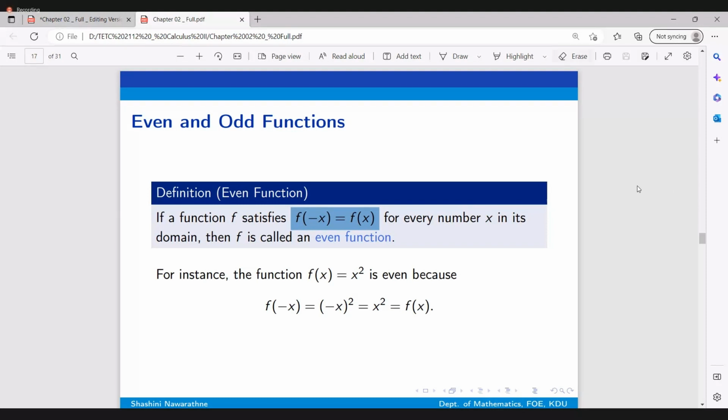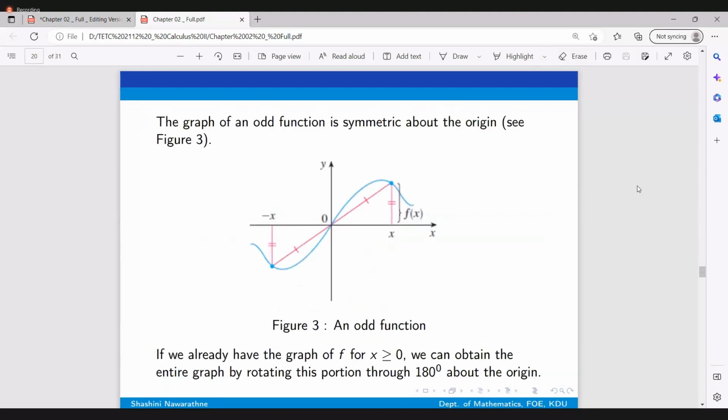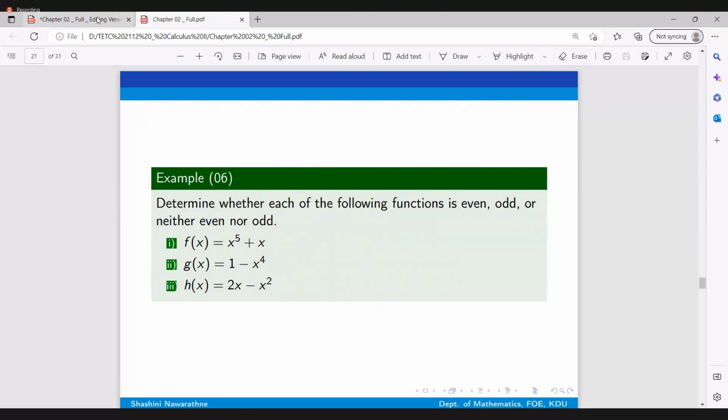Let's take some examples. Let's see this first example. The problem is f of x is equal to x to the power 5 plus x. We are going to check whether this function is an odd function or an even function.